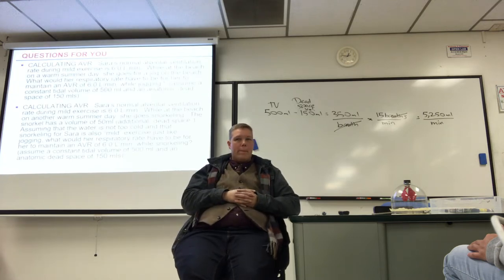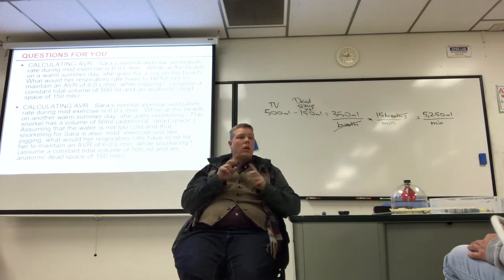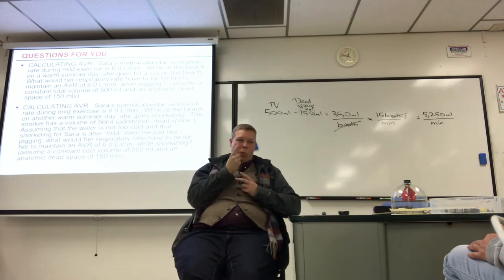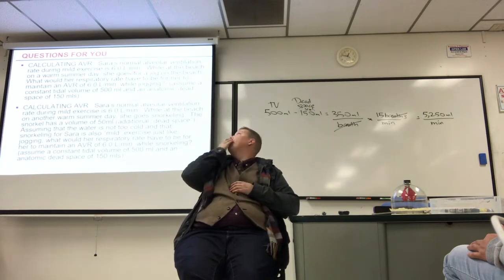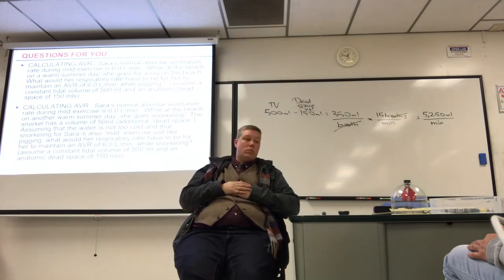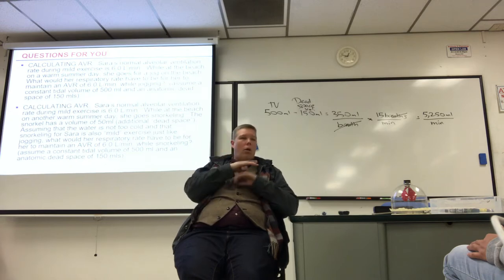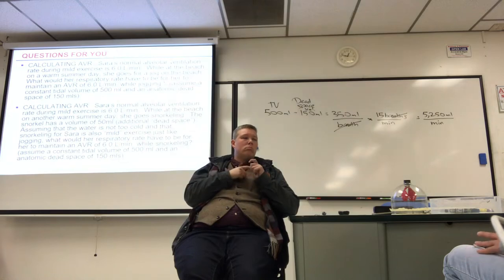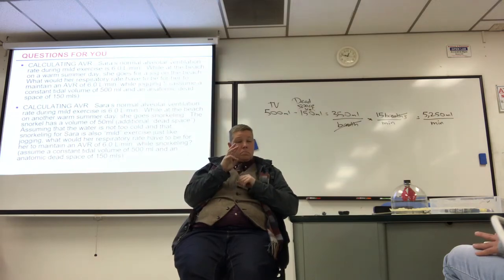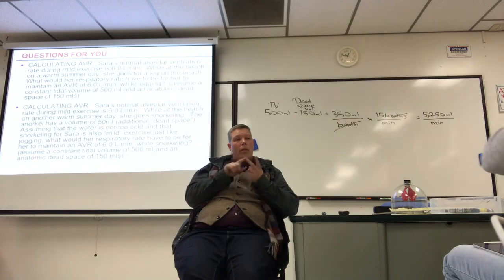Questions for you. We got a couple of situations. Actually, they're both the same problem. There's only one minor difference in the second one. So let me set the top one up for you. If I want you to calculate this alveolar ventilation rate, the AVR, I got to give you some things. In this example, I tell you that Sarah's AVR during mild exercise is about 6 liters per minute. So let's say she's jogging on a warm summer day on the beach, and I ask you, what's her respiratory rate? What's it got to be to maintain that 6? And I give you the tidal volume and the dead space volume, the typical 500 and 150.